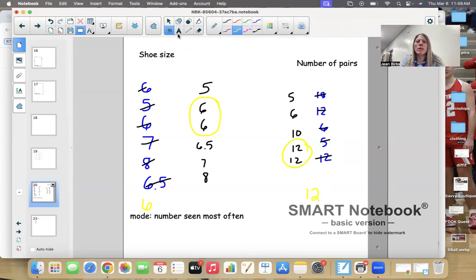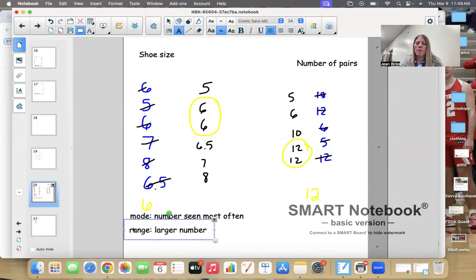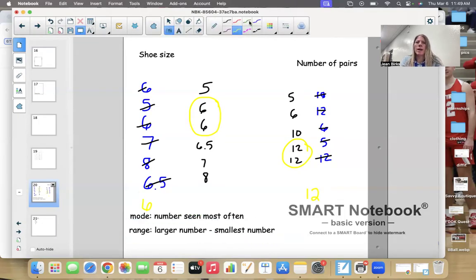We also reviewed what range is. Remember, range is the largest number minus the smallest number. So for my shoe size, my largest number is 8 minus my smallest number, which is 5. So 8 minus 5 is 3. My range is 3. On the pairs of shoes, it's different. My largest number is 12 and my smallest number is 5. So 12 minus 5 is 7. My range is 7. So we reviewed those two concepts first.